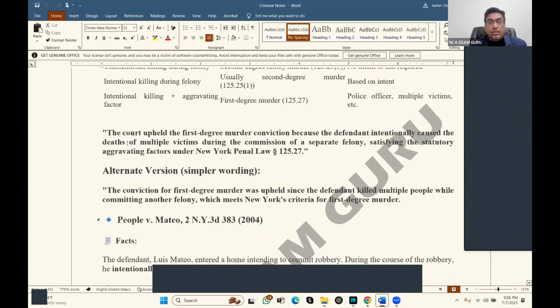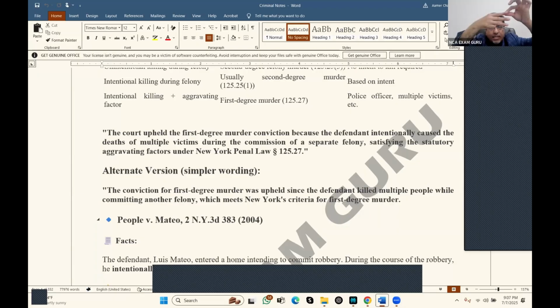Okay, can you read? The court upheld the first degree murder conviction because the defendant intentionally caused the death of multiple victims during the commission of a separate felony. Satisfying. So why first degree murder? First point, second point, or third point? Third point.